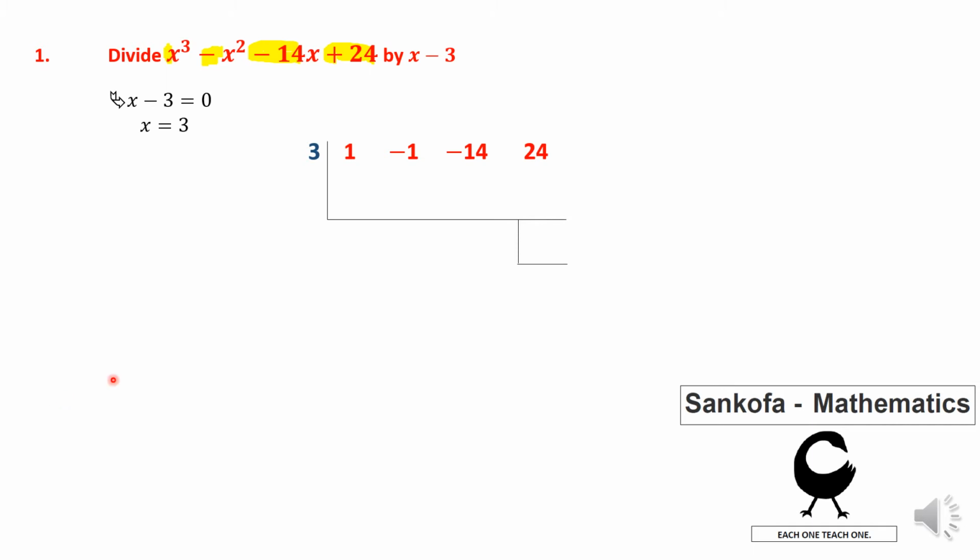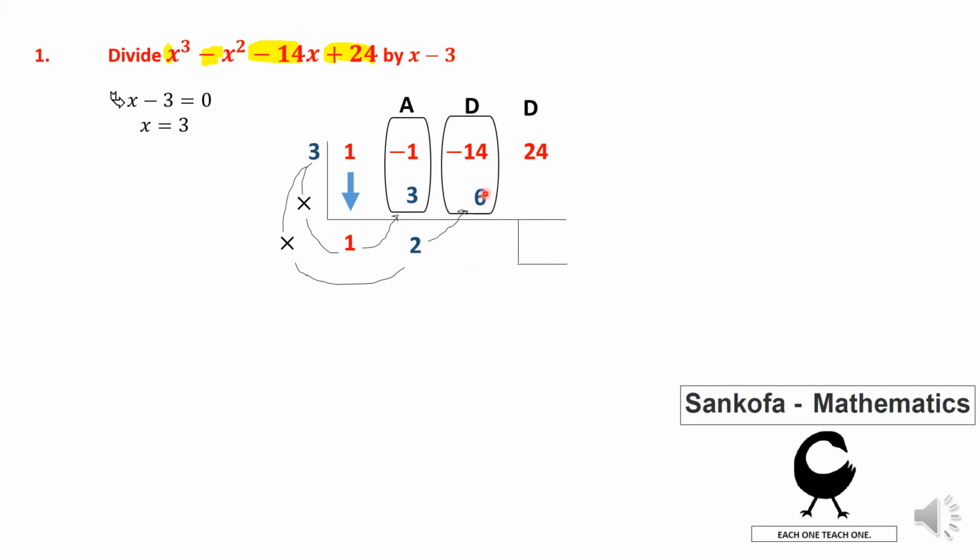And then the very first thing you do is you bring down this first one. So you bring it down, and that is the very first thing that you need to do. Now we are going to multiply the 3 times the 1. And 3 times 1 gives me 3. And now we're going to add here. So we add the -1 plus 3, which gives you obviously 2. And then we start again by multiplying that 2 times the 3. And 2 times 3 gives you 6. And again, we add. When we add -14 plus 6, it gives us -8.